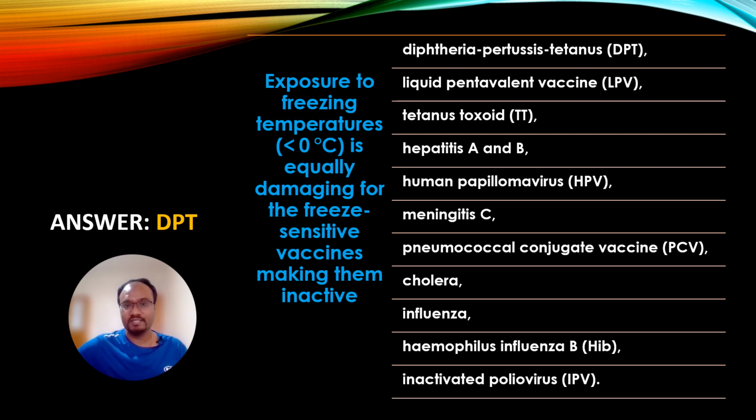Examples of such vaccines include DPT or diphtheria pertussis tetanus vaccine, liquid pentavalent vaccine, tetanus toxoid, hepatitis A and B, human papilloma virus, meningitis C, pneumococcal conjugate vaccine, cholera, influenza vaccine, Haemophilus influenzae B vaccine, inactivated poliovirus vaccine. So let us go to the next question.